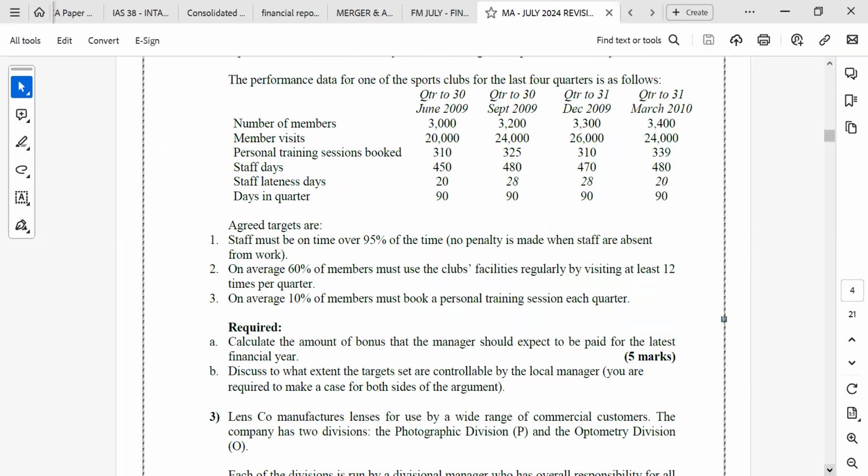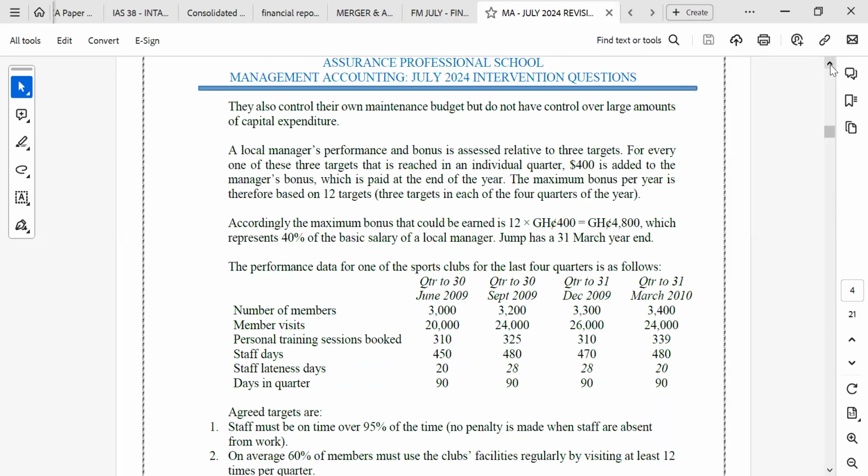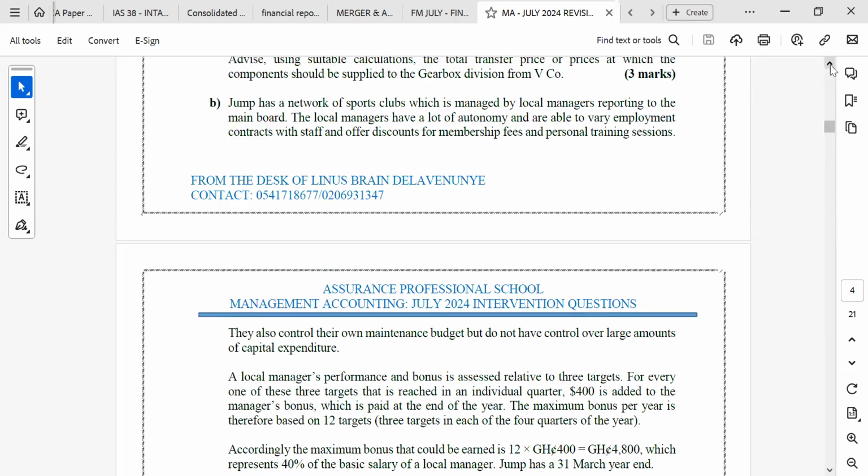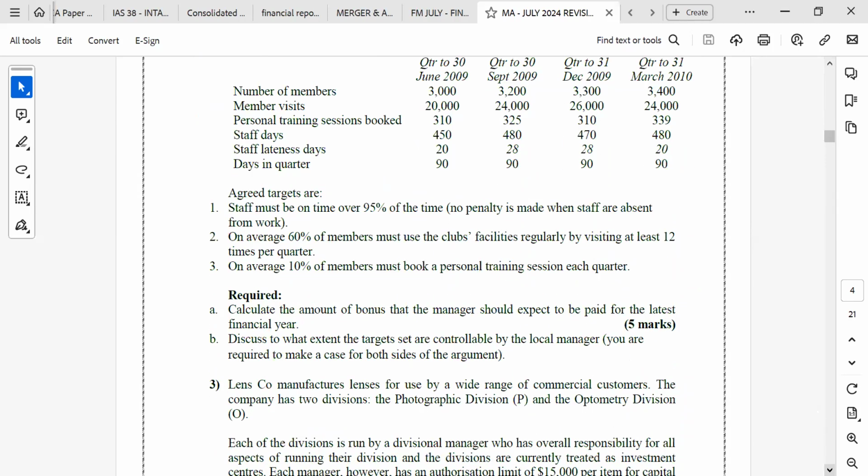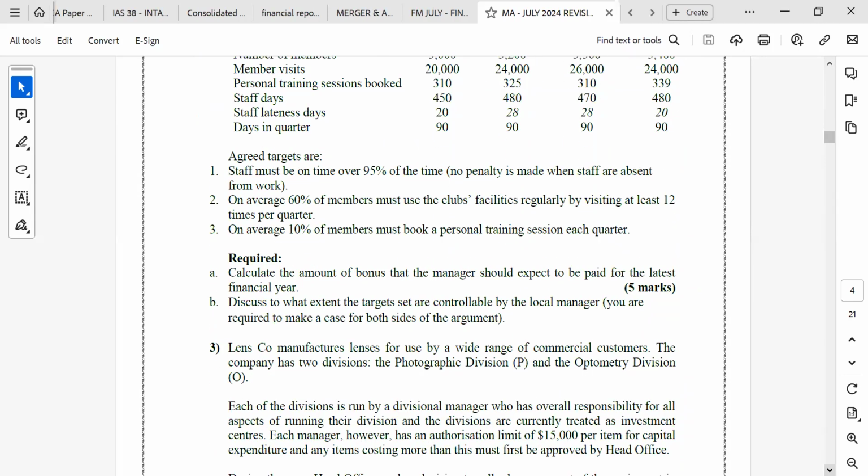Discuss to what extent the targets are controllable by the local managers. You are required to make a case for both sides of the argument. Okay, this particular target set now. Can the managers control these targets? The local managers, can they control this particular target? Do you have control over the number of people that will be visiting the facility? Well, you might not have, but because they have a lot of incentives, it's likely they can influence them. But total control over them, they don't have.